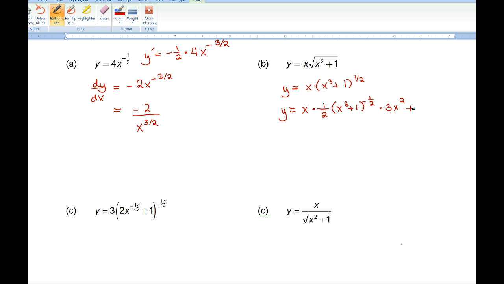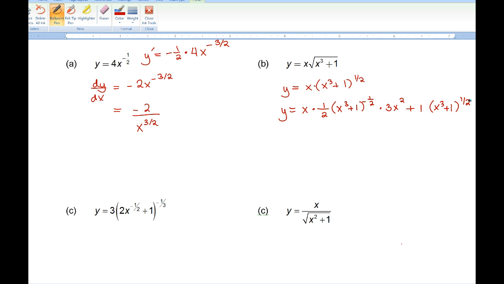Plus... why is it x times? Shouldn't it be 1, because the derivative of x is 1? No, I kept the first part the same times the derivative of the second. If you did it the other way around, that's fine. Next time I'm going to make that a 1 and keep the second part. Product rule, exactly. So this one was product rule, but I had to do the chain rule here. I didn't have to do it here because it was just an x. Are we okay now? Okay.